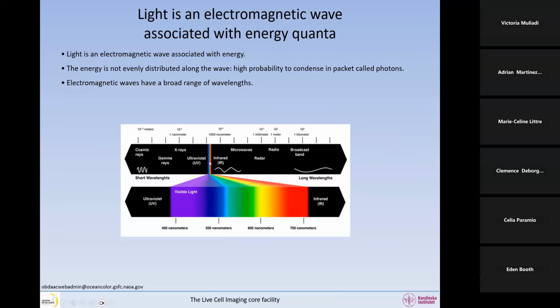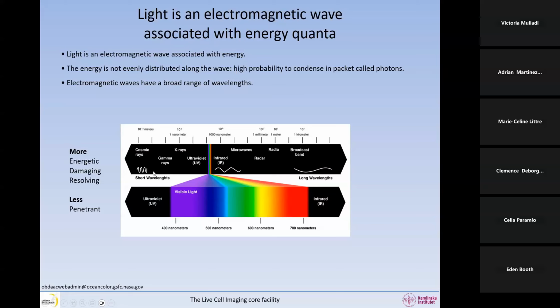So in here, in this little band, we have visible light. This is what we really work with in light microscopy. It's visible light, about 400 nanometers to 700 nanometers. Before that, we have UV, and after that, we have infrared. Okay, so this is what we work with in light microscopy.